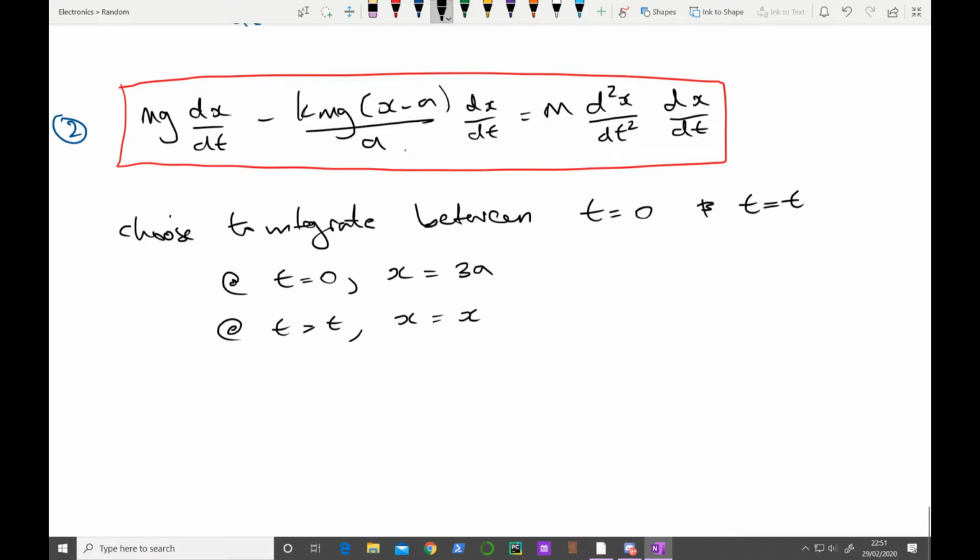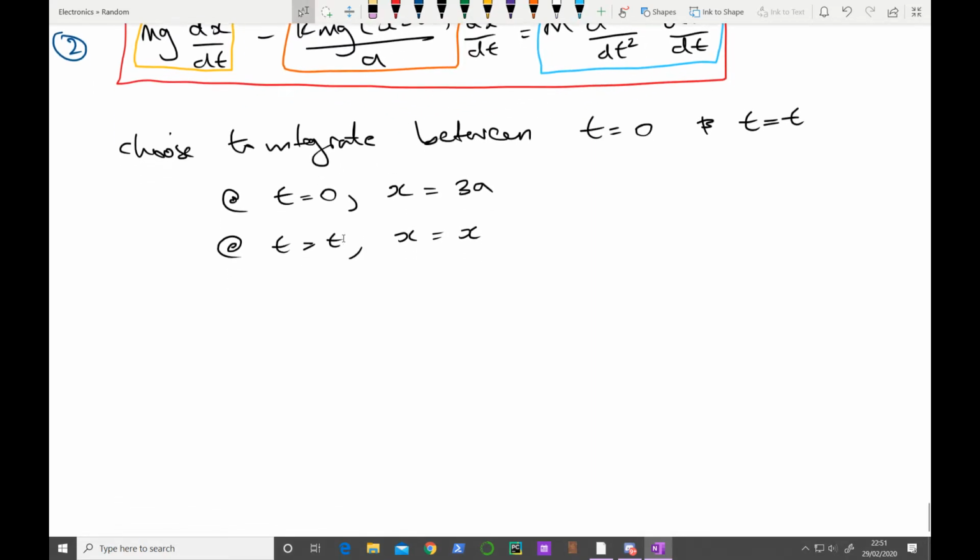So if I color code these, color code that yellow, color code that one orange, and color code this one blue. We'll do them step by step.